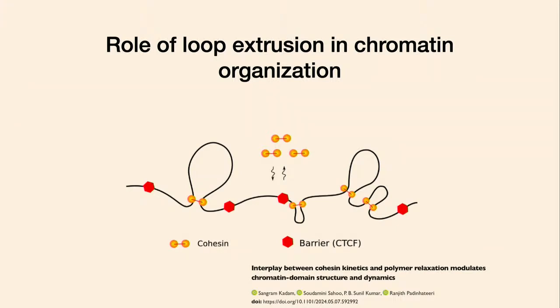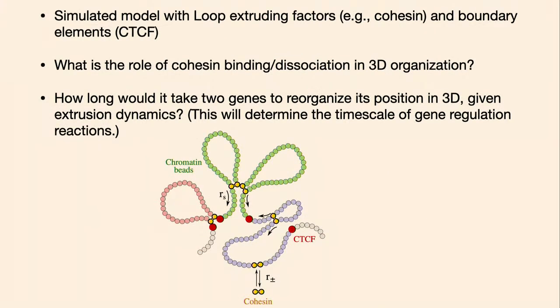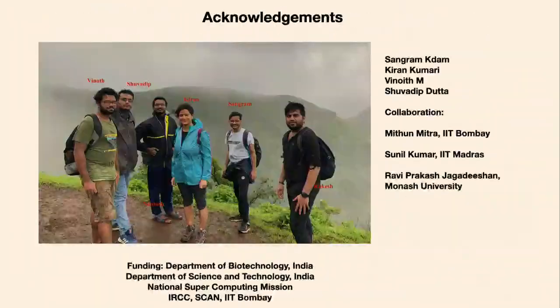The details are there in this paper, and once we do this, we ask many questions. For example, what is the role of binding and dissociation of this protein called cohesin in obtaining the 3D organization? How long would it take for this gene to organize its position in 3D, and so on and so forth? So we can ask the time question here. If you tell the rate of extrusion and the binding and dissociation of these extruders as parameters, we can know something about the time.